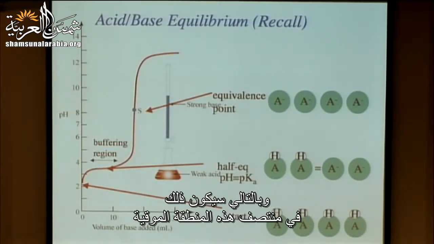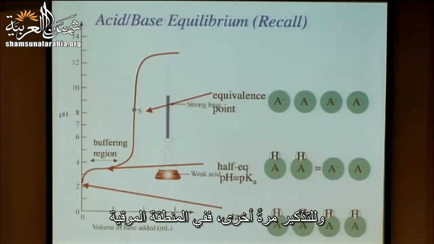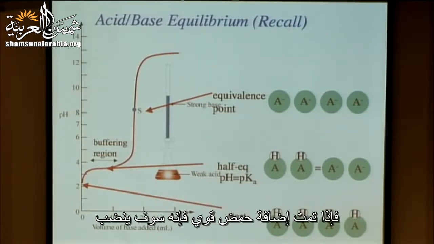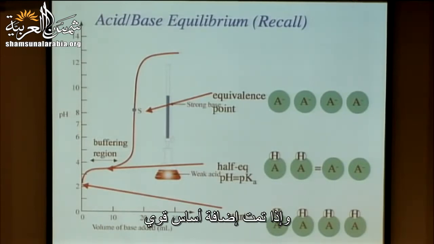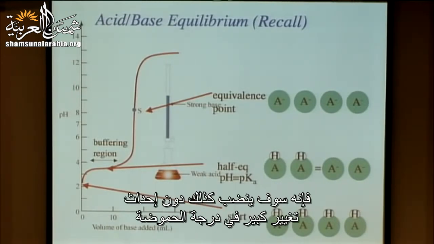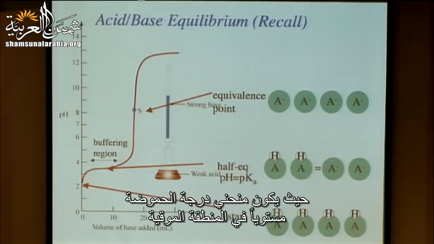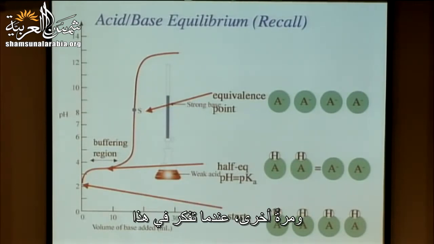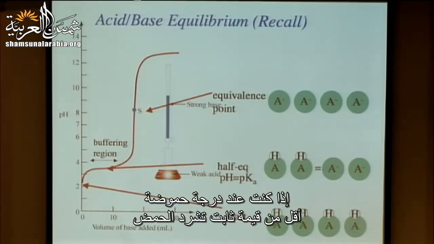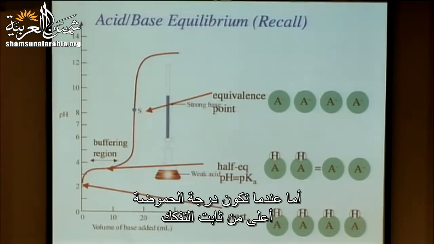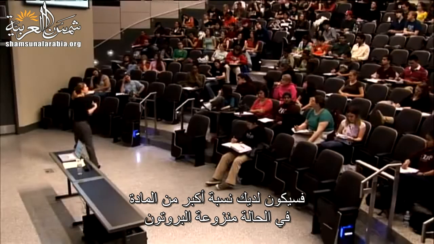So that would be right in the middle of this buffering region. Again, in a buffering region, you have quite a bit of weak acid and quite a bit of conjugate base, so it can buffer. If strong acid is added, it can be used up. If strong base is added, it can be used up without changing the pH very much. So that's a buffer, and the pH curve is flat in that buffering region. When you think about this, at pHs below the pKa, you're going to be more protonated, and at pHs above the pKa, you'll be more deprotonated.